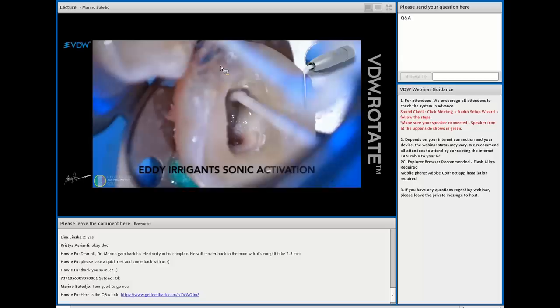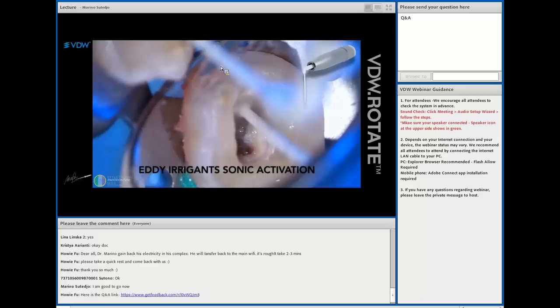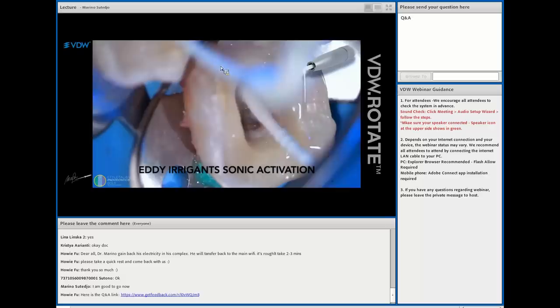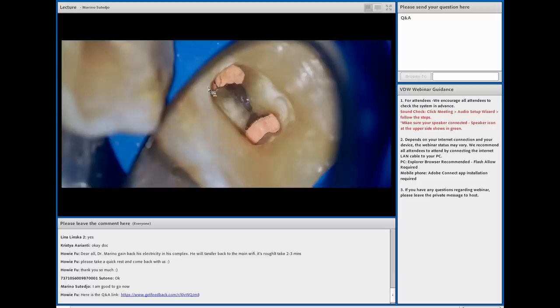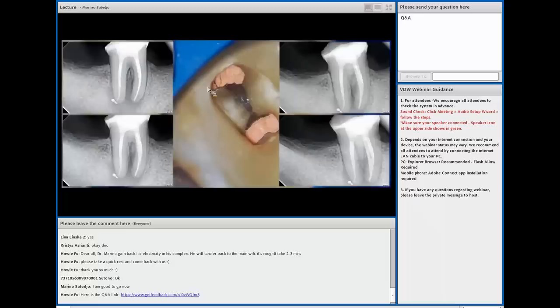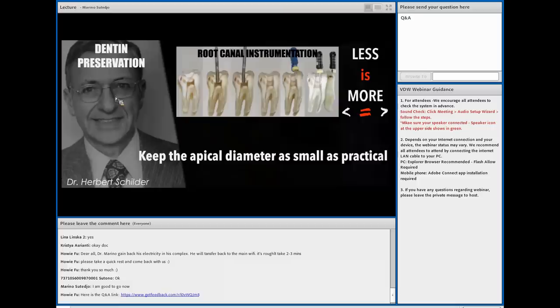And after that, don't forget to activate your irrigants. In this case, I'm going to use my EDDY as my sonic activation to clean all the systems and to activate my sodium hypochlorite. And then this is the final shape of the mesiobuccal, mesiolingual, and distal canals, and this is after the obturation. As you can see, it maintains the curvature quite nicely. There is not much change. The original flow can be followed nicely without any irregularities.